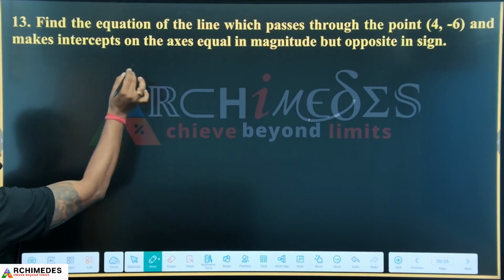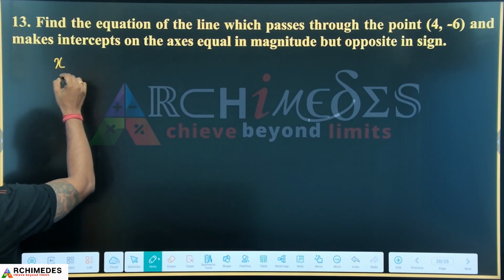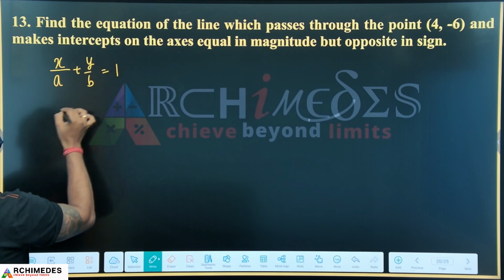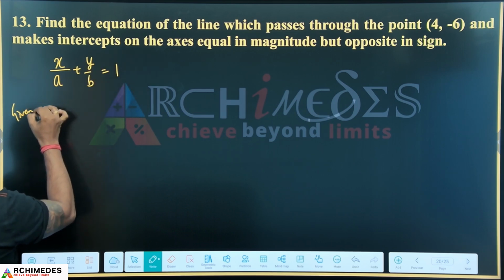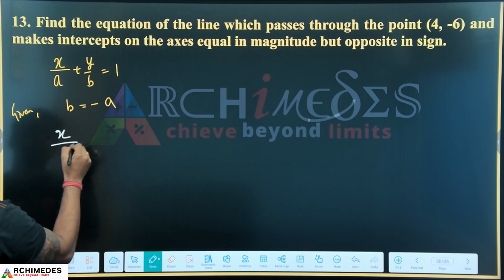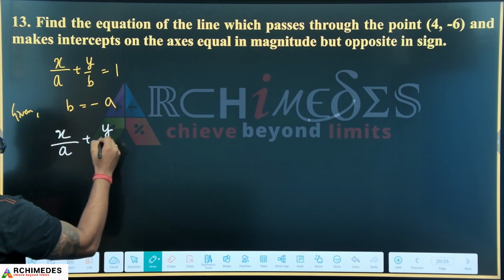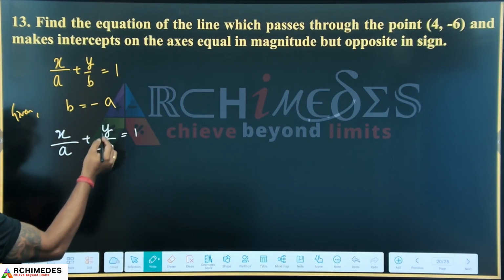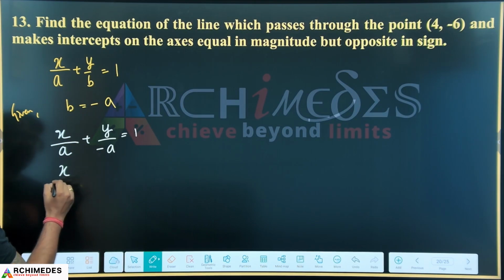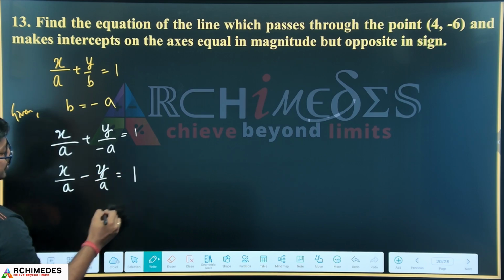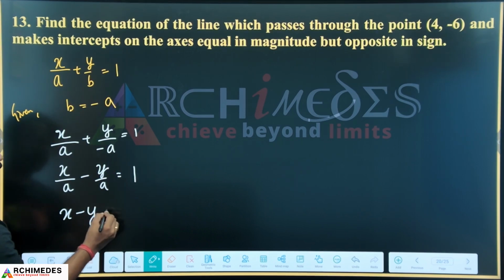Okay, let the equation be x/a + y/b = 1. You have to make this. But here what is given? It is given that b = -a. So your equation will become x/a + y/(-a), because equal in magnitude but opposite in sign, so the same value but -a. So we can write this as x/a - y/a, because plus into minus is minus. When you take the LCM, x - y = a.